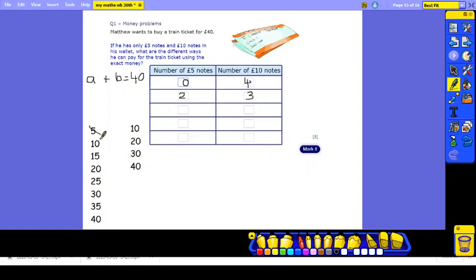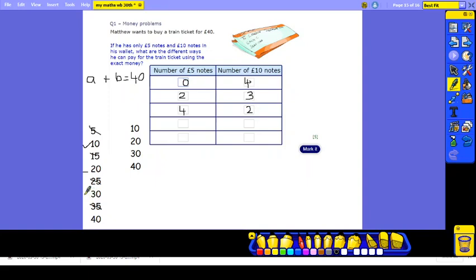What about if I had... so I've done that one, I can't do any of the odd multiples of 5 actually, because they would all need to have a number here that would end in 5 as well. So I can rule those out straight away. But I can have a look here, and if I had 1, 2, 3, 4 lots of £5 notes, how many would I need? I need 2 lots of £10 notes.